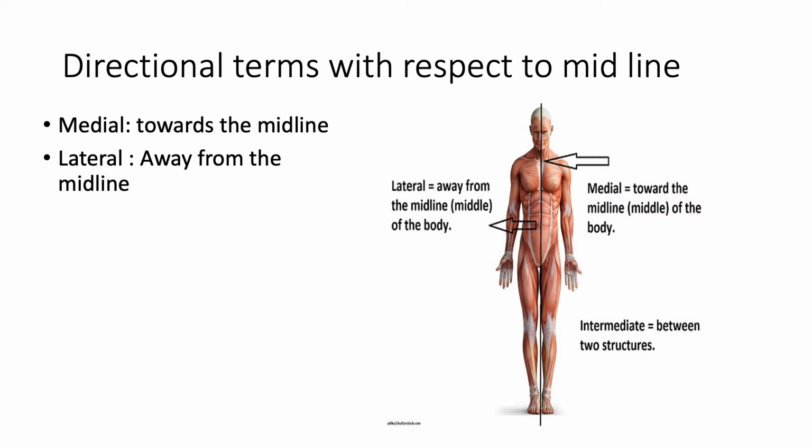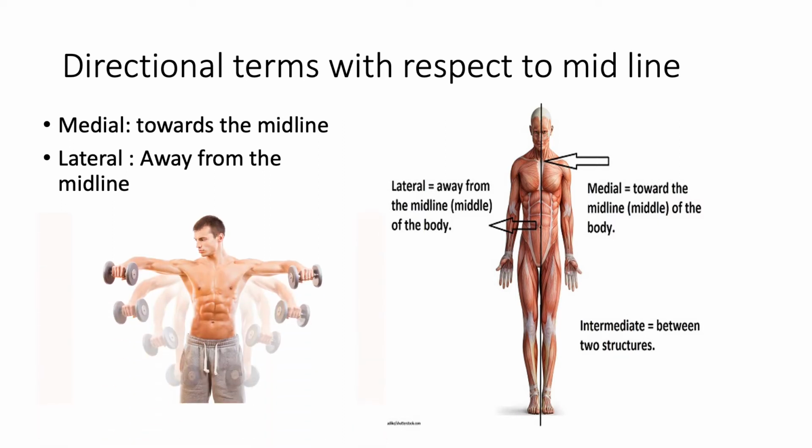See this one. So when the arrow is towards the midline, that means medial, and when we are talking of movements away from the midline, that is lateral, right? So this is the way you can do. So this is the example.